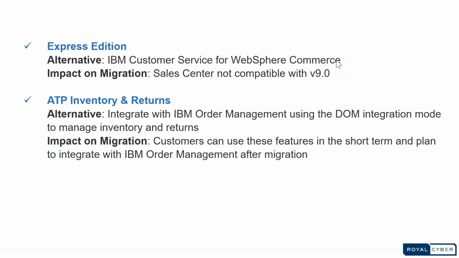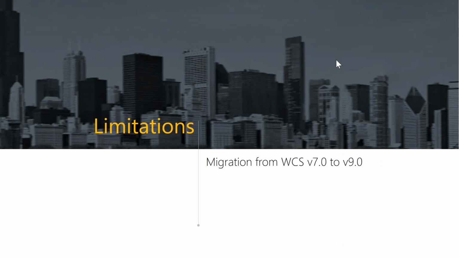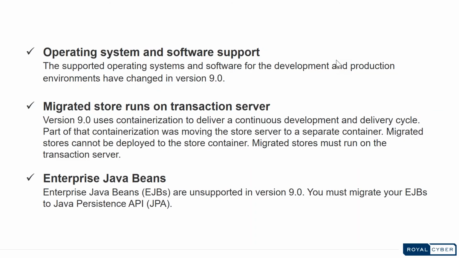IBM Gift Center is not available, but we at Royal Cyber already have a module that we have built based on the wish list functionality, which will be available to our customers so that they can replicate the Gift Center functionality. Extreme Scale, it's not officially agreed on, but IBM will be supporting Extreme Scale. So if you're already using Extreme Scale on your infrastructure, it would be compatible with version 9.